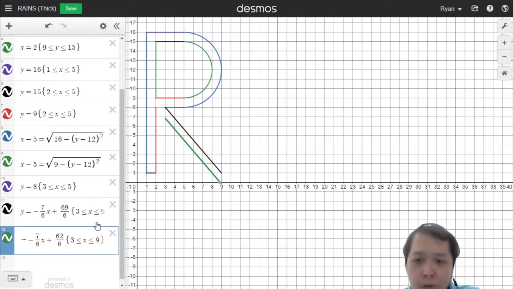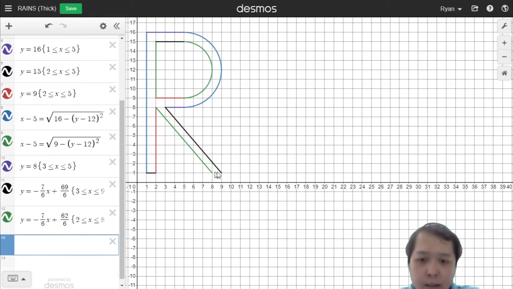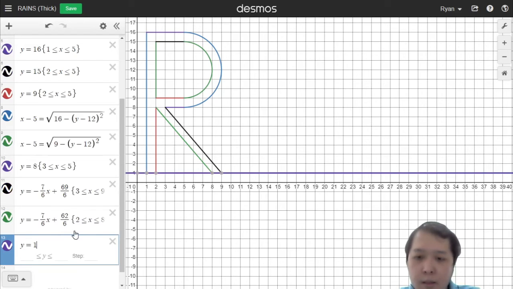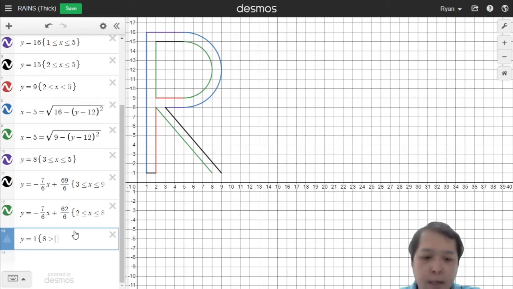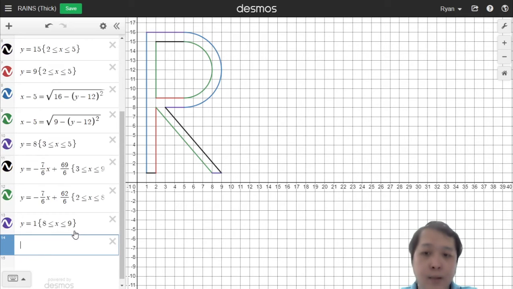63 or 62. Oh wait, the interval should be 2 until 8 first, then we can check it. 62, yes. Yep, that's correct. And then close this one, should be easy. Y is equal to 1, interval 8 until 9 for the x interval. Yes, 1 down, 4 to go.